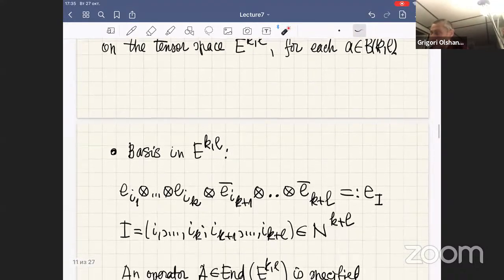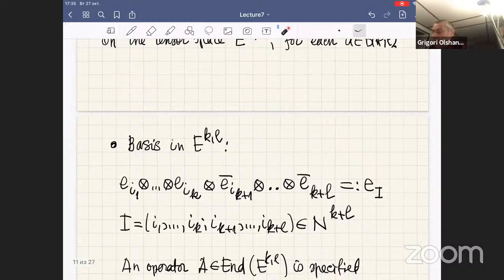To do this, take the basis. We need a basis. Here, the basis is quite reasonable. We just take the natural basis on E, E1, E2, and so on, and the basis on the conjugate space. These are essentially the same vectors, but viewed as elements of a dual space.